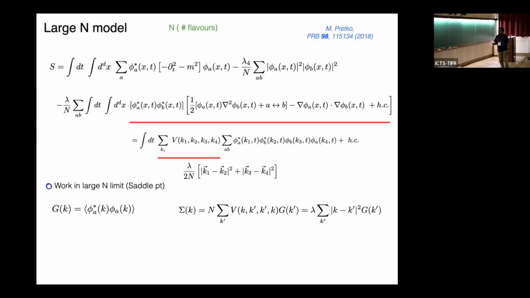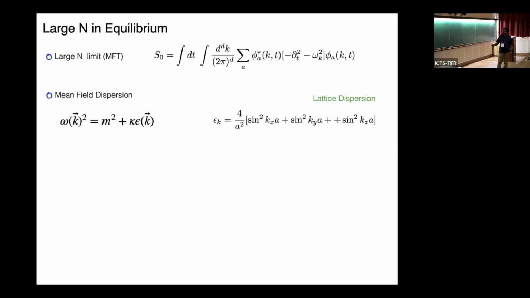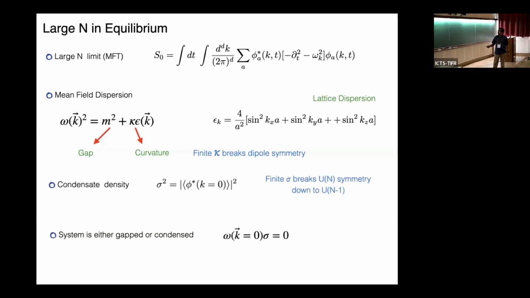A couple more details: these things depend a lot on how you regularize. In our case, we just regularize on a cubic lattice, so whatever I'm going to say is based on that. Then you can do a mean field theory, and you come up with these terms. There's an m², which is an effective mass or gap in the system. There's a kappa, which gives you the effective bandwidth. This will give you the gap and the curvature. For example, if you have a finite kappa, that will break the dipole symmetry.